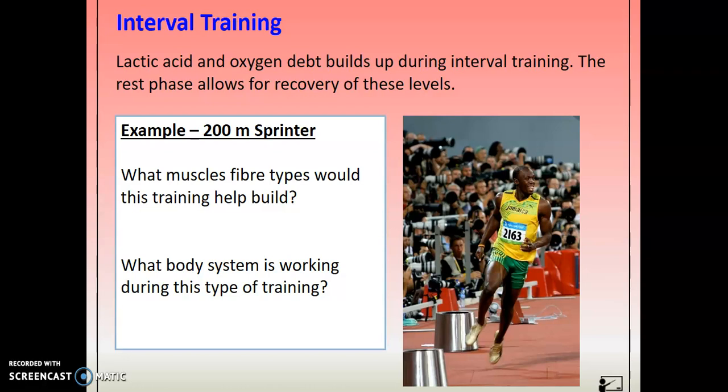We know that activities that are explosive, short physical activity, mean that you are respiring anaerobically, so your body's creating energy without using oxygen because it needs it really, really quickly. And interval training replicates that. And then the rest, the stop phase, allows you to recover. So, for example, a sprinter is going to use interval training.